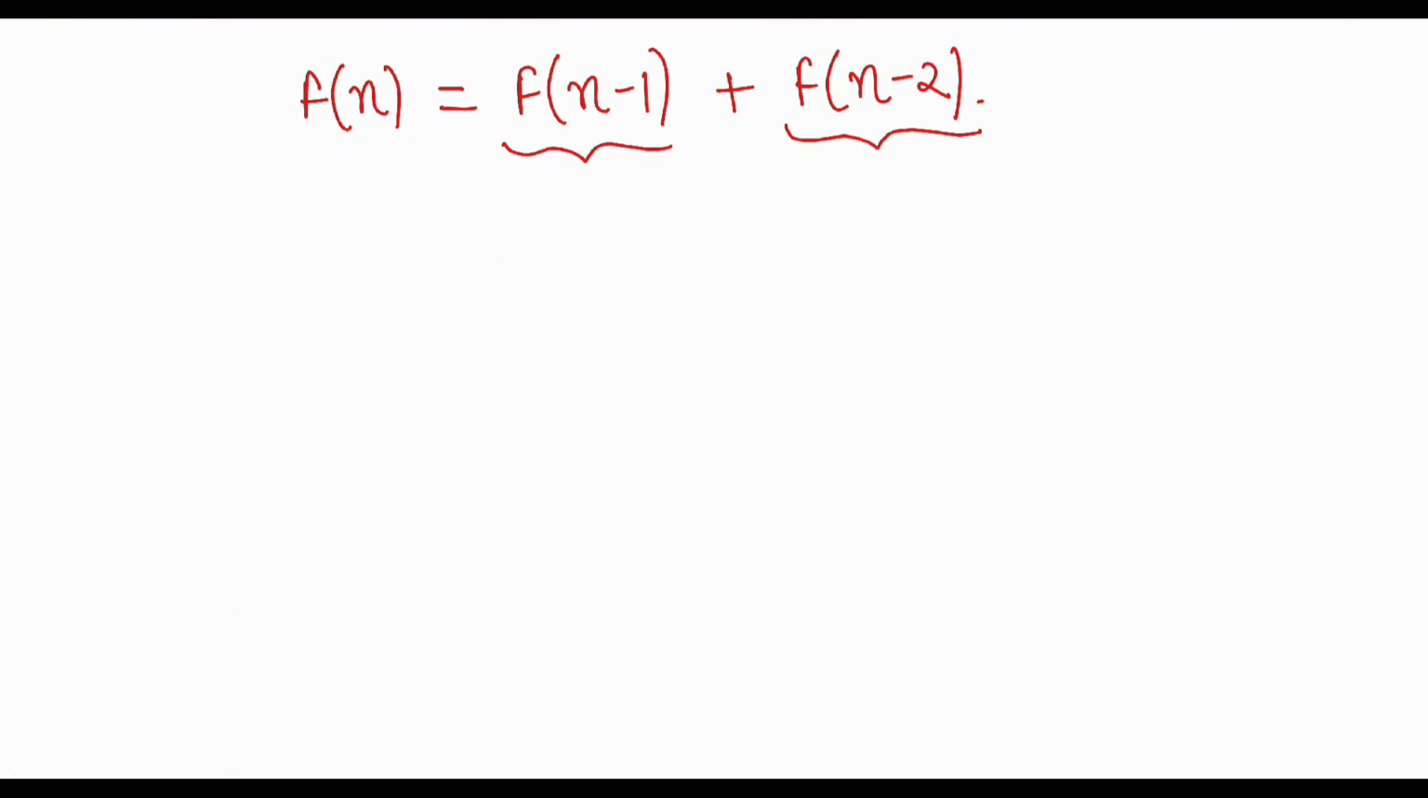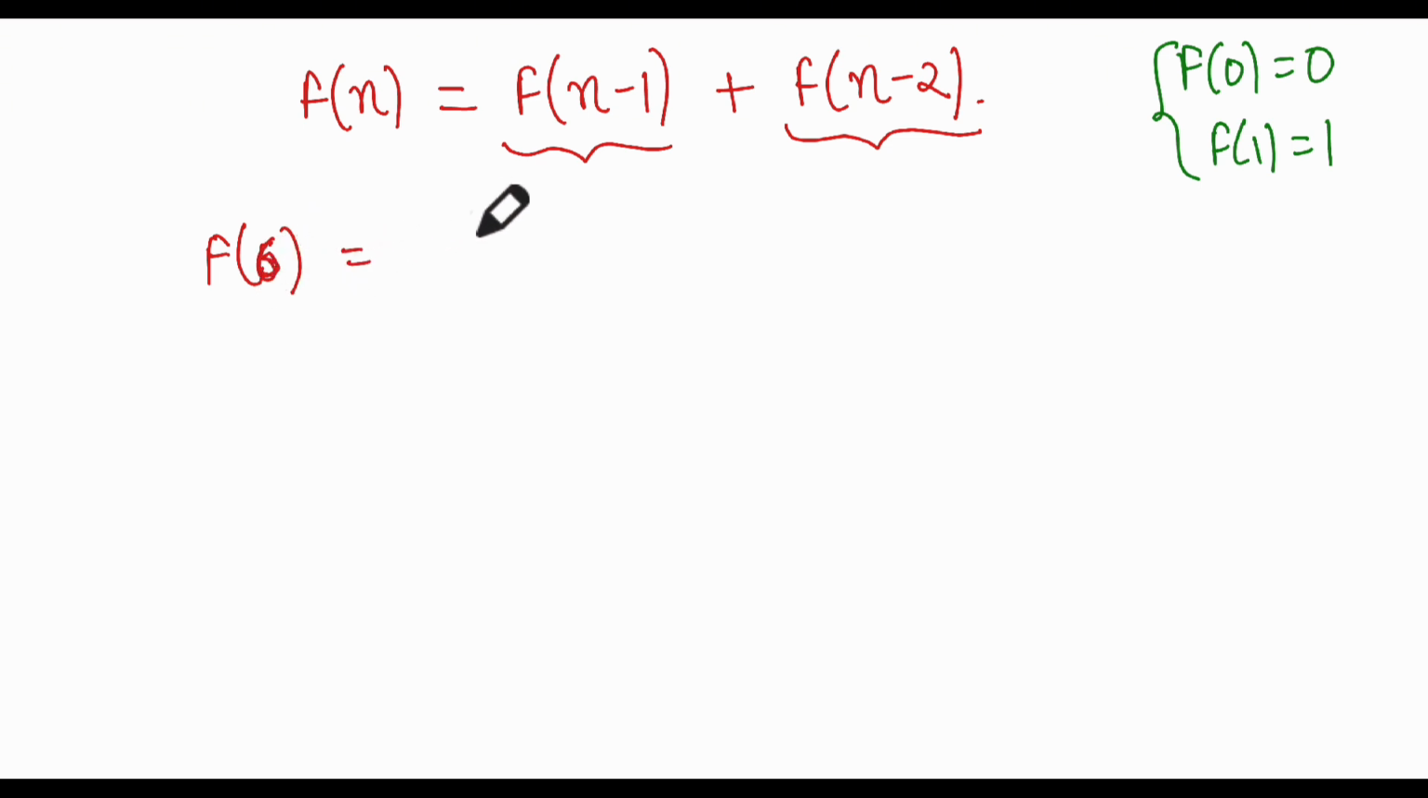Okay, so suppose you have to calculate Fibonacci of 5. What do we know? We know that Fibonacci of 0 is equal to 0, and we know that Fibonacci of 1 is equal to 1. Because if this is not given, you cannot solve it, right? So let's calculate Fibonacci of 6 for this example. Fibonacci of 6 will be equal to Fibonacci of 5 plus Fibonacci of 4, okay?